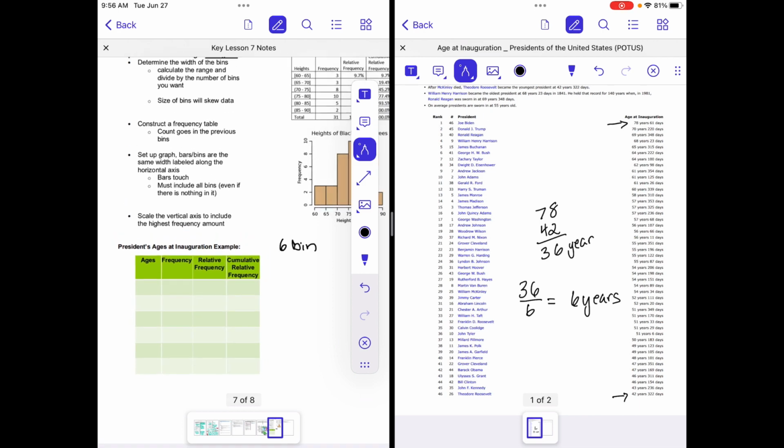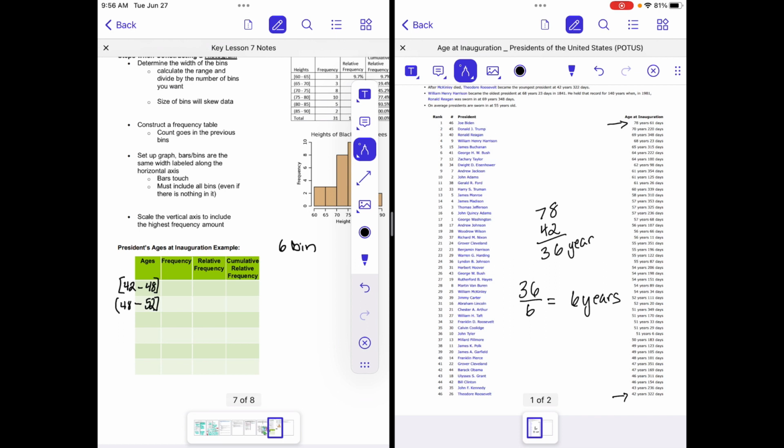When I do that, I start here at 42. And 42 then goes up 6 years to 48. Now, that upper boundary is going to be included in this lower bin, so I'm going to use brackets here to represent it. But when I talk about starting at the next bin, I actually start at 48, but it's like I'm including everything above 48 without actually including 48. And then I'm going up 6 more to 52. And that 52 is included in this group. 52 down here is not included, but everything older than 52 is.